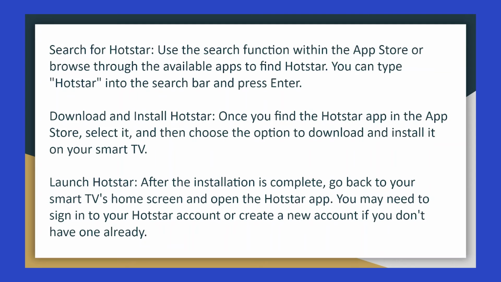Once you find the Hotstar app in the App Store, select it and then choose the option to download it and install it on your Smart TV. After the installation is complete, go back to your Smart TV's home screen and open the Hotstar app. You may need to sign in to your account or create a new one if you don't have it.